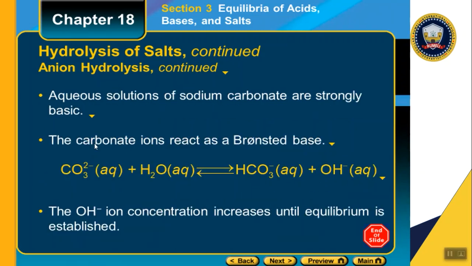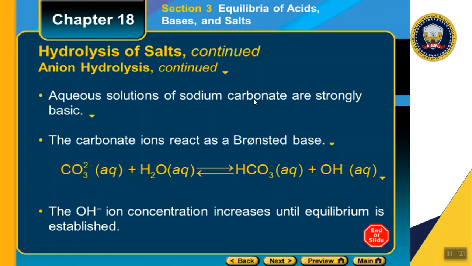An example of this case is the reaction between carbonic acid and sodium hydroxide. Okay, what will happen? Carbonic acid and sodium hydroxide, a reaction between acid and base. The acid is the carbonic acid, H2CO3, and the base is sodium hydroxide, NaOH. What will happen? This is a double displacement reaction.